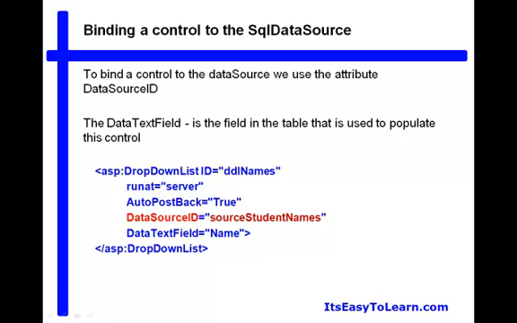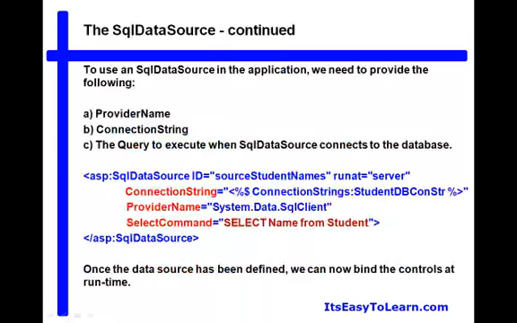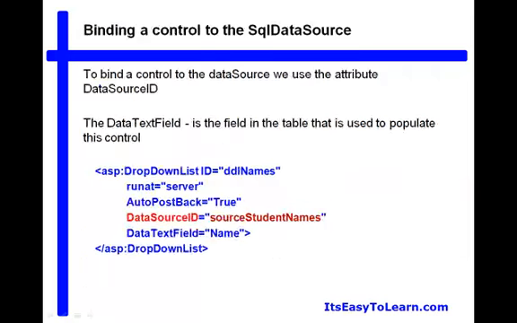The data text field is name. Remember, we selected the name from the table. Select name from student. This name is the data text field. This is how we bind a control to the SQL data source. So at runtime, what will happen is this particular drop-down list called DDL names will be pre-populated with the names of the students from the database.